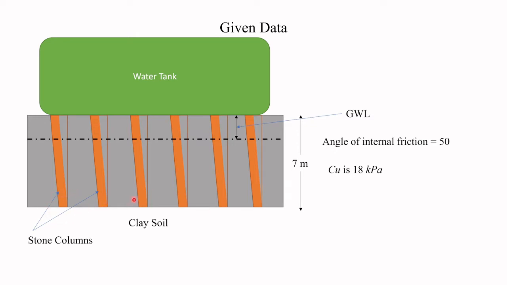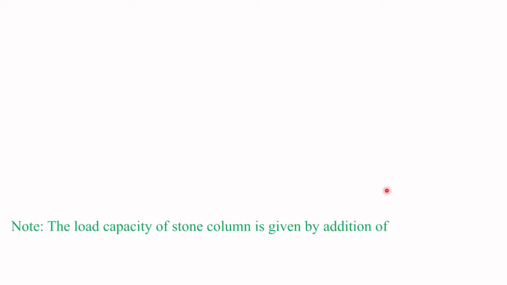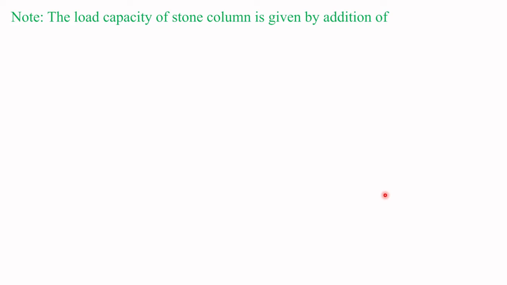So these are stone columns. It is not necessary that stone columns will be laid out in a slant way; it can be in the vertical way also. These are stone columns. This is the water tank, whose diameter from here to here will be 79 meter. This dotted line is the groundwater level, and this distance is 1 meter below the ground surface. Angle of internal friction, you can see, is 15. Cu is given as 18 kilopascal. So I think you have understood this diagram. We'll move ahead for the numerical. So what is the note mentioned in that numerical?